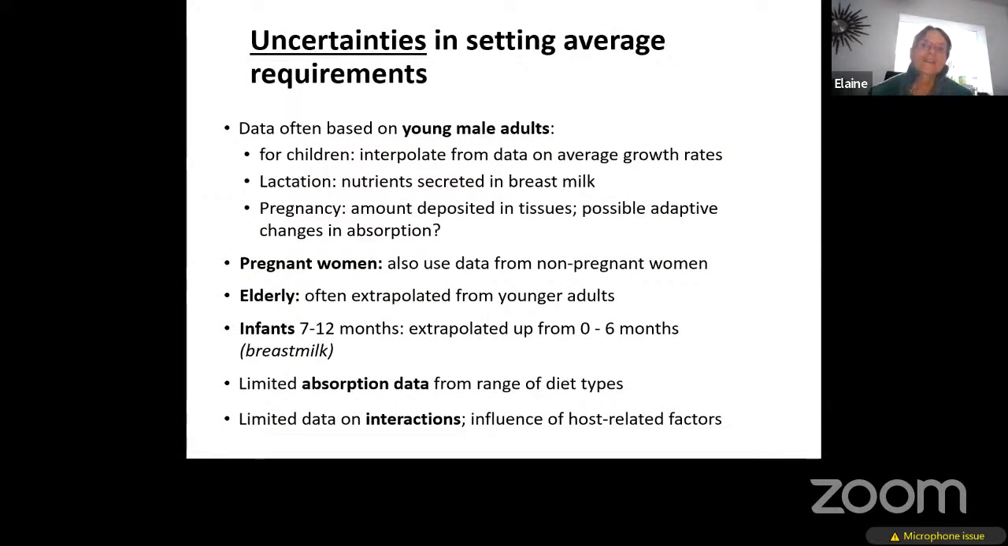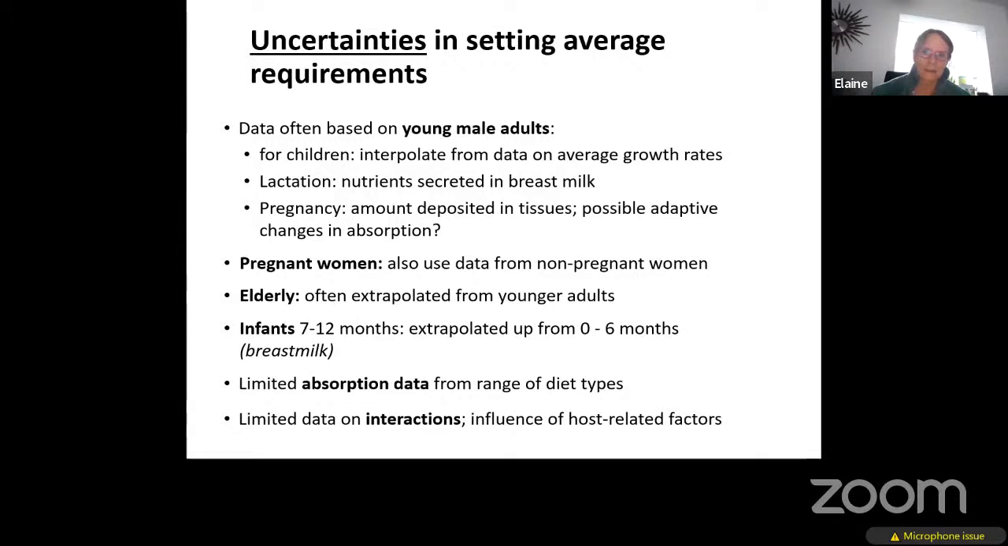The other thing, when we're looking at defining the estimated average requirement, it really, again, is based on very limited data, and it's often collected from adult males. And so for children, it's often interpolated from data based on average growth rates. And for lactation, it's examining the nutrients secreted in breast milk, for pregnancy, the amount in tissues, etc.